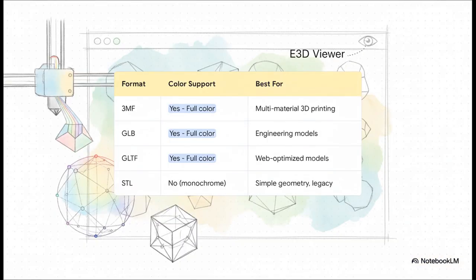To really get why this is a big deal, you have to look at the file formats themselves. You've got the classic STL format, which most of us know. It's just a workhorse for geometry, but it's monochrome, no color. But then you have these more modern formats like 3MF and GLB, and these carry full color and material data. By supporting these, the E3D Viewer makes sure that what the designer creates is exactly what the client sees.